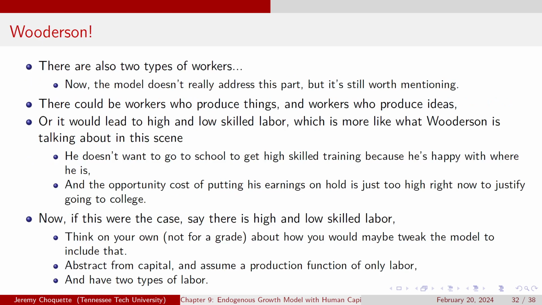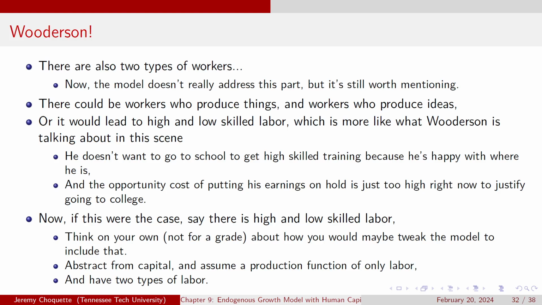So this is where it would come down to maybe two types of workers. And the model doesn't really address this part, but this is still something that's worth talking about, at least in passing. There could be workers who produce things and workers who produce ideas. And this could lead to the concept of high and low skilled labor, which could actually be more like what Wooderson's talking about in that scene. He doesn't want to go to school to get high skilled training because he's happy with where he is. And the opportunity cost of putting his earnings on hold is just too high to justify going to college.